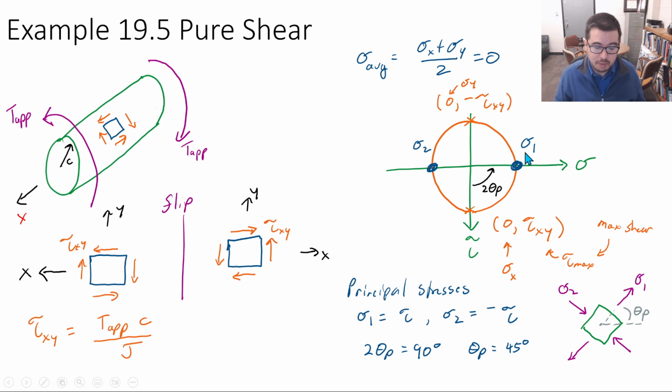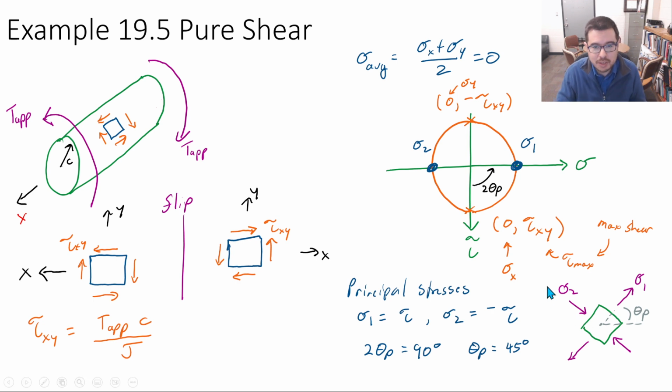And sigma 1 is positive coming out this way. Sigma 2 is negative going in this way. So this is compression and this is tension. It's an interesting pattern to see here. And this element is what we would be experiencing if we look at the normal stresses.